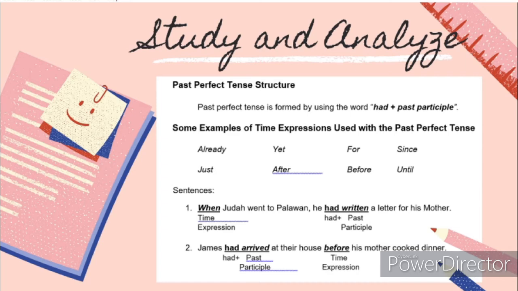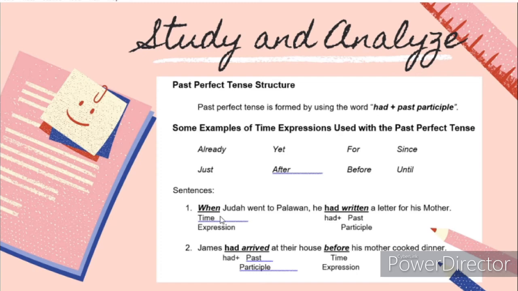Just like in simple past tense, past perfect tense also uses time expressions. These are already, just, yet, after, for, before, since, and until. These two sentences given use time expressions.